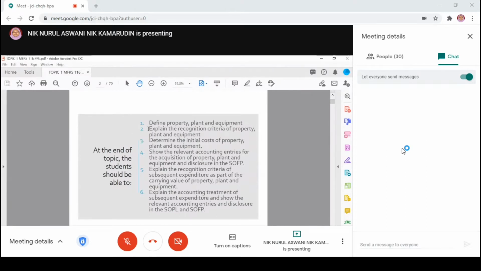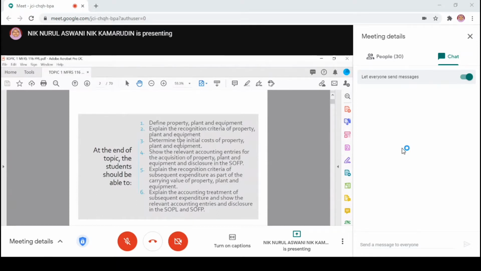Number 1, define property, plant and equipment. Number 2, explain the recognition criteria of property, plant and equipment, which I believe you already covered in part 3. Then number 3, determine the initial cost of property, plant and equipment. You also covered this previously, but only for a few ways of purchasing the asset. There are many ways for you to purchase the asset. So how to identify the initial cost of PPE.